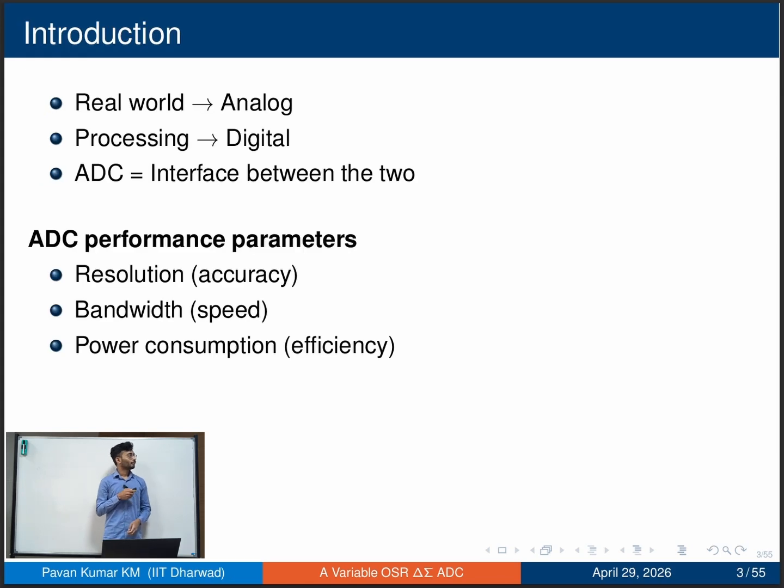So in the real world signals are mostly analog, so processing them is done digitally. The bridge between these two is the ADC. This ADC performance is decided based on its resolution, bandwidth and power consumption. So there are various architectures which are good in different aspects.